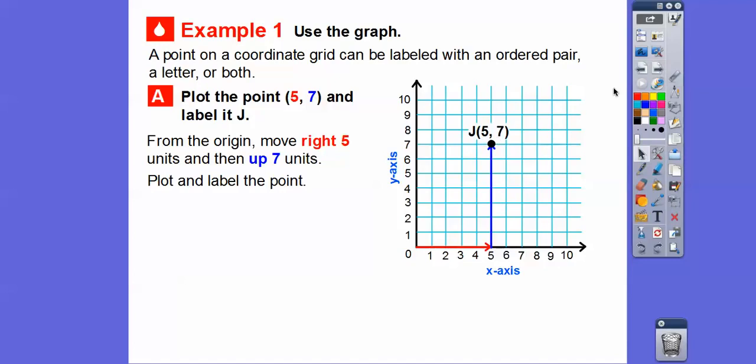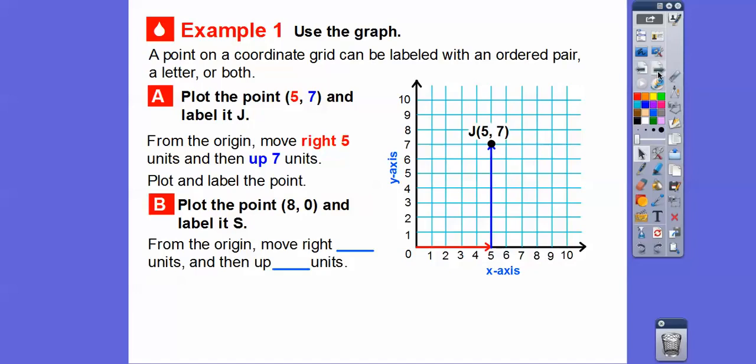Easy, huh? All right, let's try that again. Let's plot the point 8, 0 and label that S. This means we're going to go to the right 8 and up 0. So we go to the right 8 and then don't go up any, because it's up 0. So it's going to be right there, 8 comma 0. It is on the x-axis right there. So there it is, point S, 8, 0.